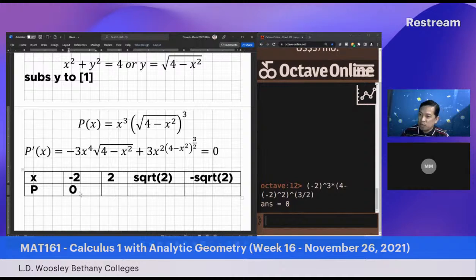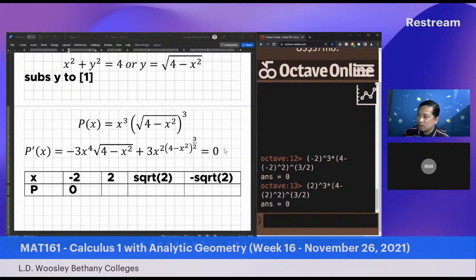So isa pang palitan natin siya ng positive 2. Of course, para magiging 0 din ang sagot dito. Tama ba, Micaela? Can you follow? Yes po. Oh, 0 din. So, okay, at least shed light for this, 0. And then square root of 2. Palitan natin ang square root of 2. Tingnan natin. So, square root of 2.